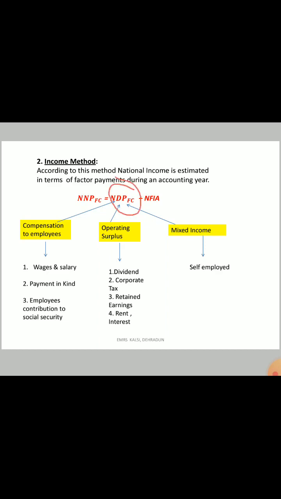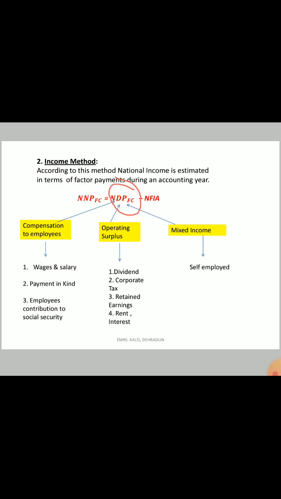So our income method's short formula starts with NDPFC. This NDPFC is also known as domestic income. First we find domestic income, then we convert that domestic income into national income. Like NNPFC means national income and NDPFC means domestic income. So first we have to find NDPFC, then we will convert that NDPFC into NNPFC. So what is the formula here?